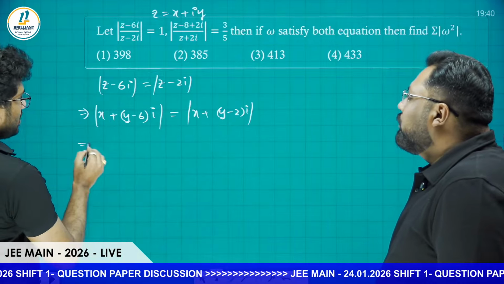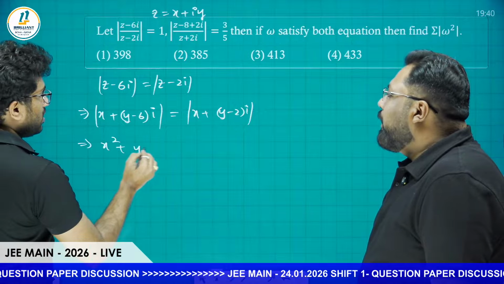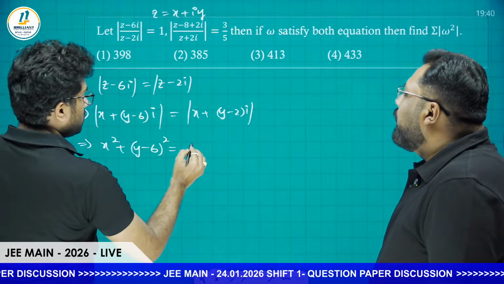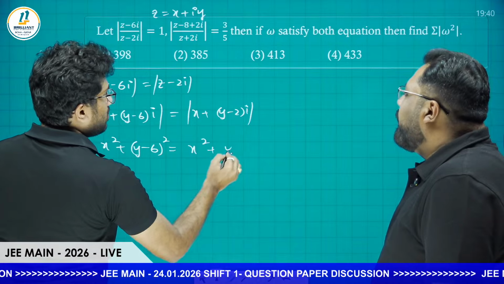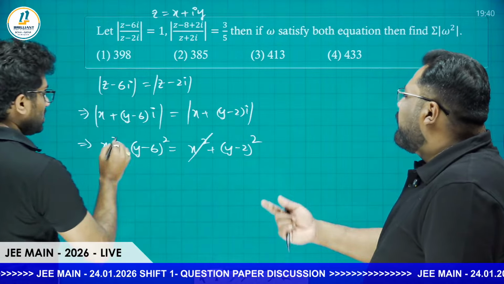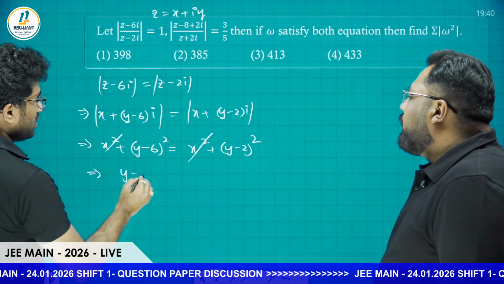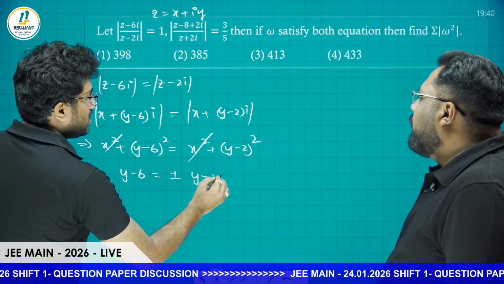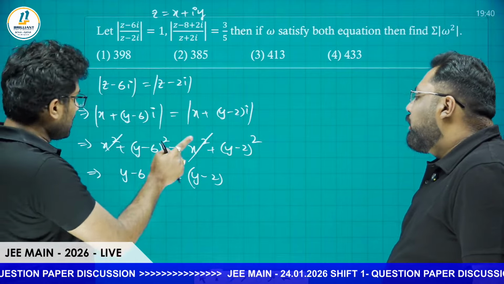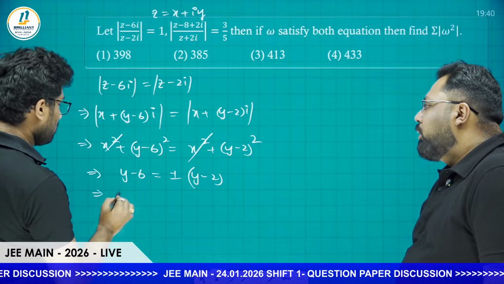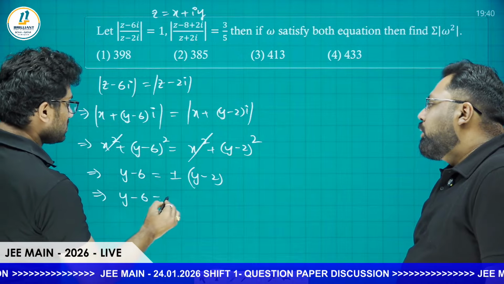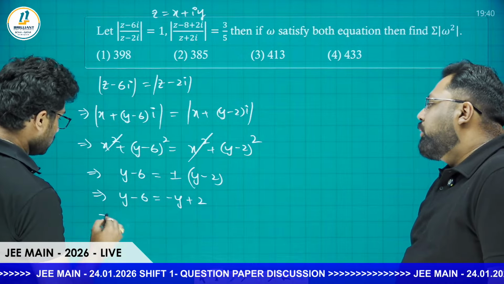Squaring on both sides, we will get x square plus (y minus 6) the whole square is equal to x square plus (y minus 2) the whole square. x square gets cancelled. y minus 6 will be equal to plus or minus (y minus 2). If you take plus, y is getting cancelled. So take minus: y minus 6 is equal to minus y plus 2.